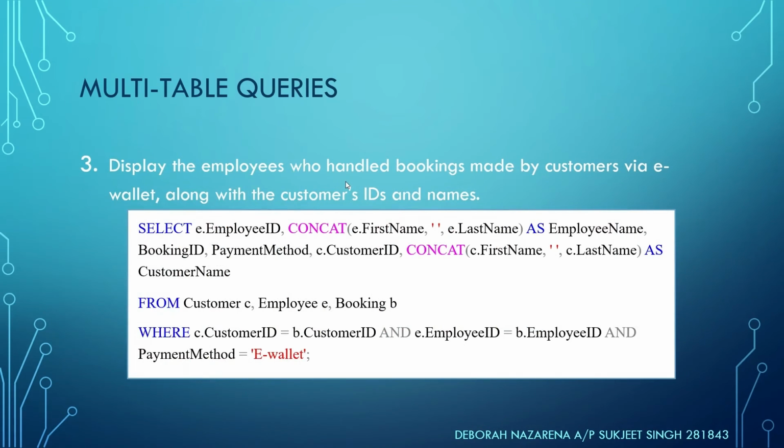So for the third multi-table query, we will display the employees who handle bookings made by customers via e-wallet along with the IDs and names of those customers. So again, for this query, we also involve 3 tables, which are customer, employee, and booking. And then we list out the necessary details as well. We compare the customer ID between the customer and booking tables, and then the employee ID between the booking and employee tables. And also we select the specific payment method, which is called e-wallet, since we want to know which customer made their payments using e-wallet for their bookings, and which employee handled that booking.